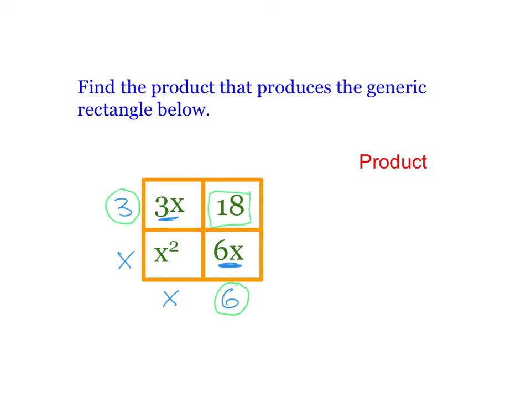So now my product would be x plus 3, x plus 6, or again, I could reverse those, and I'm not going to write the reverse. I could write this as a sum, just to review that again. So it'd be x squared. I would add the 2 diagonals, which is 9x, and then 18. So again, you want to be able to write these as a sum or a product.